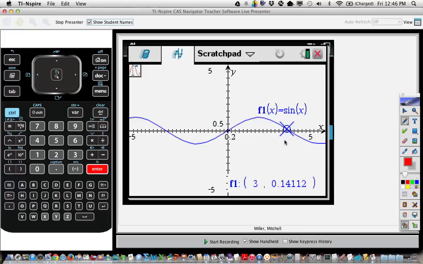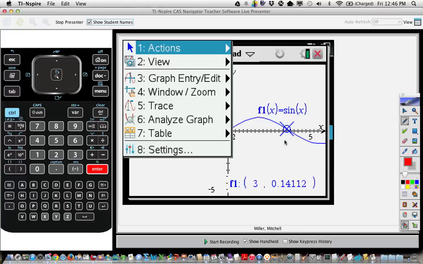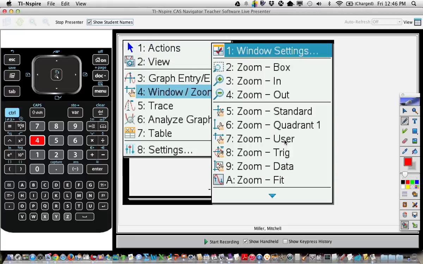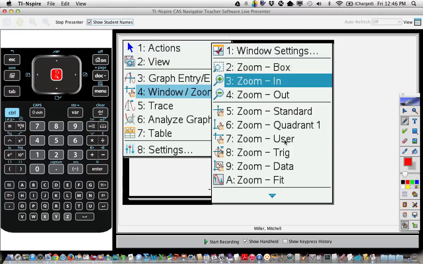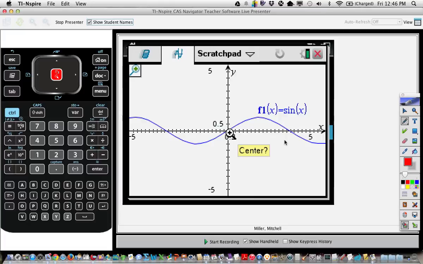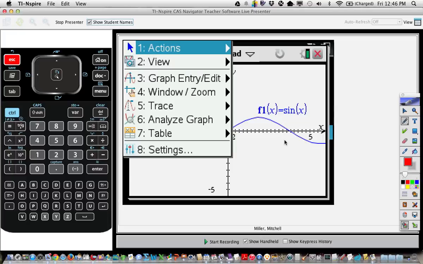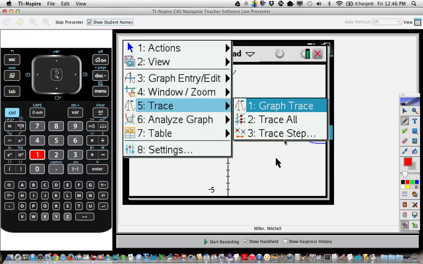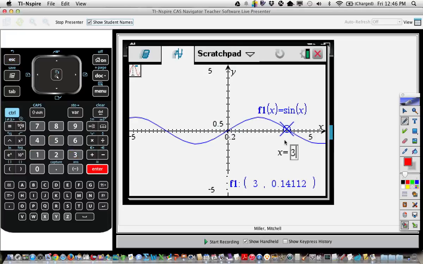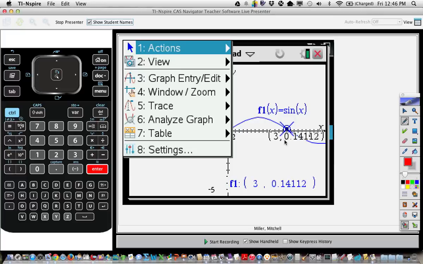So let's go ahead and zoom in here, Mitchell. So go ahead and go to your window menu, go to zoom. Okay, let's go over to 3. Oh, we didn't label that point, did we? Let's do that. That's okay, I did. Okay, let's trace at 3, hit enter again. Okay, now let's go to zoom in.